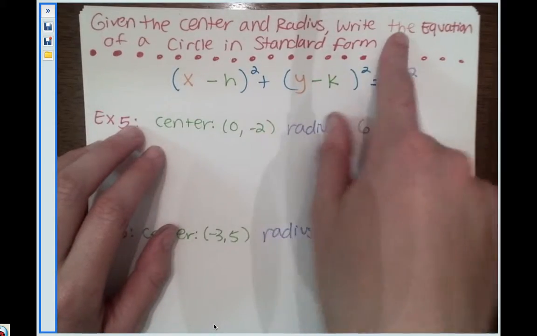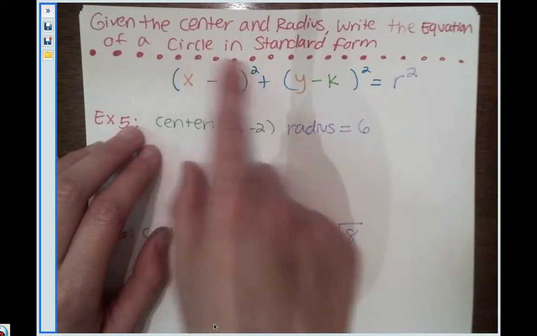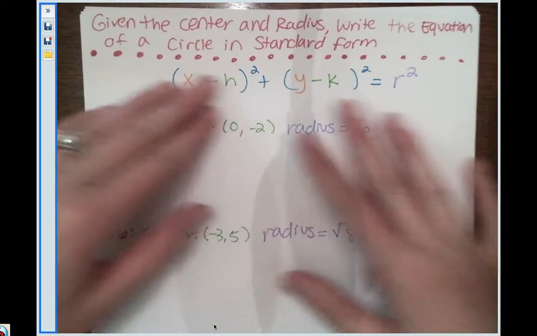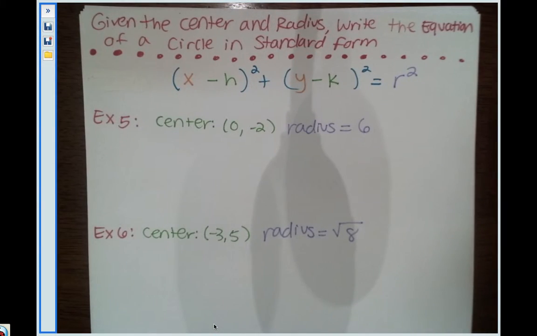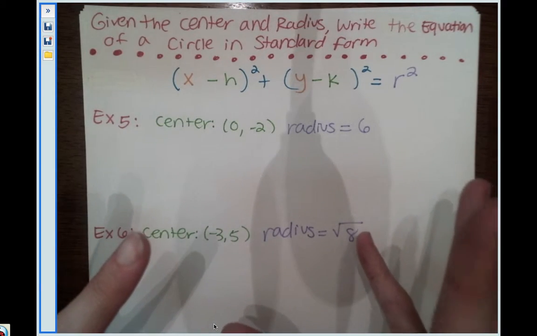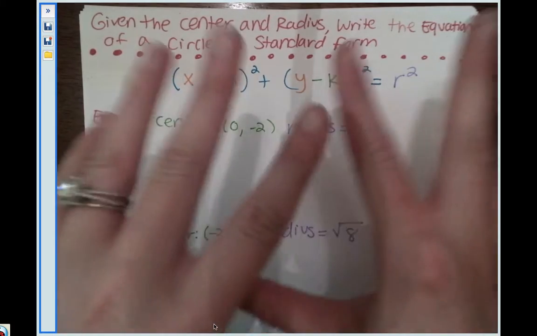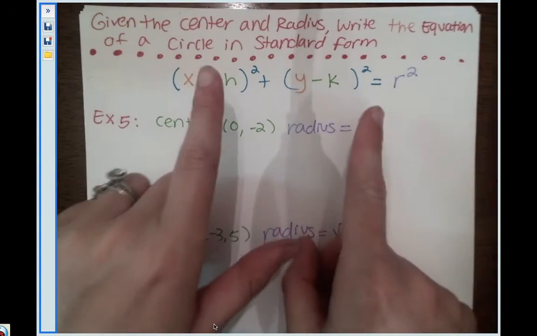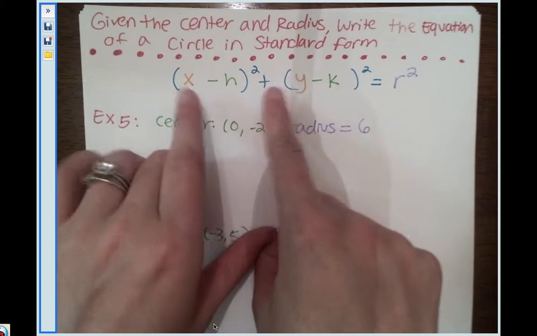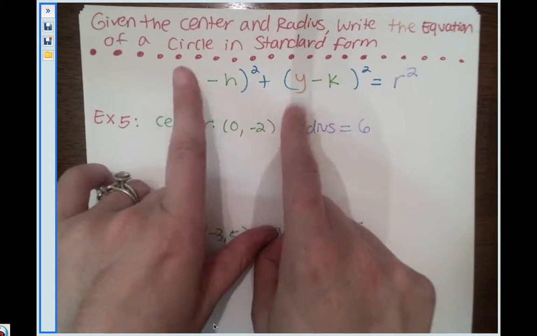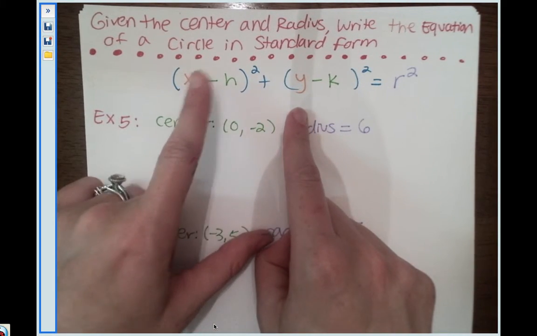All right, so given the center and the radius, we're going to write the equation of a circle in standard form, which is our beautiful standard form of an equation of a circle. When we build our equations, the values that we need to insert into our equation are the h, k, and r. We do not touch the x and y. X and y are going to remain as x and y.